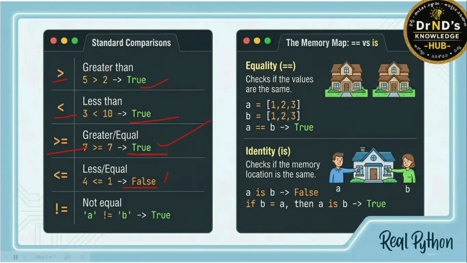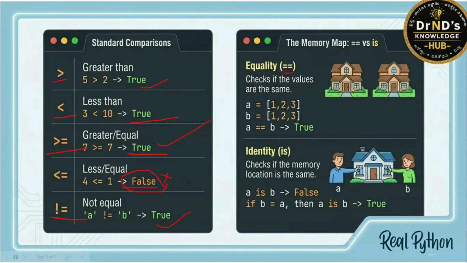Not equal to operator. If you type A is not equal to B, then Python returns true. Now let's understand an important difference. Double equals. The double equal operator checks whether two values are equal.